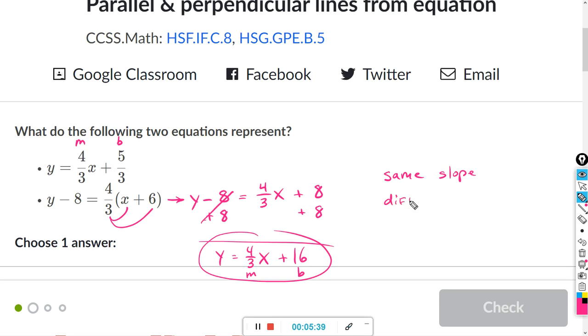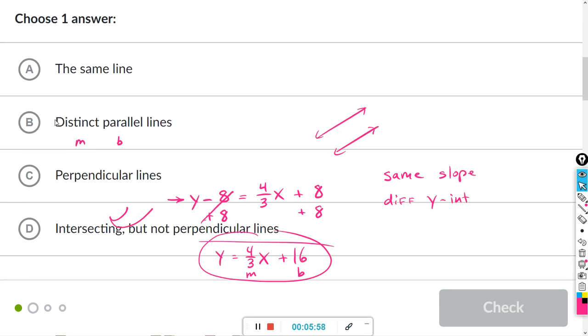All right, same slope, different y-intercept. So the lines are going to be like this. Same slope, but different y-intercept. They're going to be parallel. So that's going to be answer B, distinct parallel lines. If the y-intercepts match, then it would be the same line.